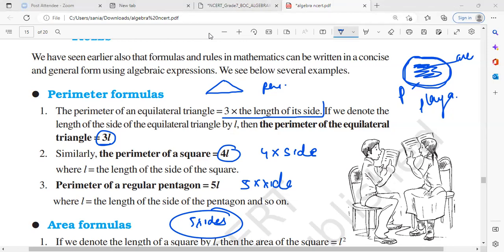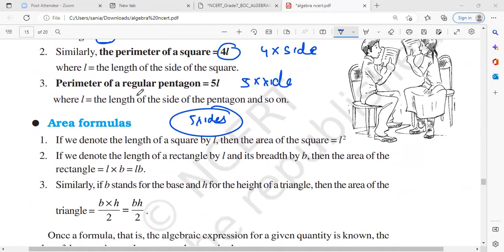Am I audible, Samya? Yes, ma'am. Okay. You can write it down. Then we'll do area. Then we'll solve the questions. Okay, ma'am. Ma'am, written.